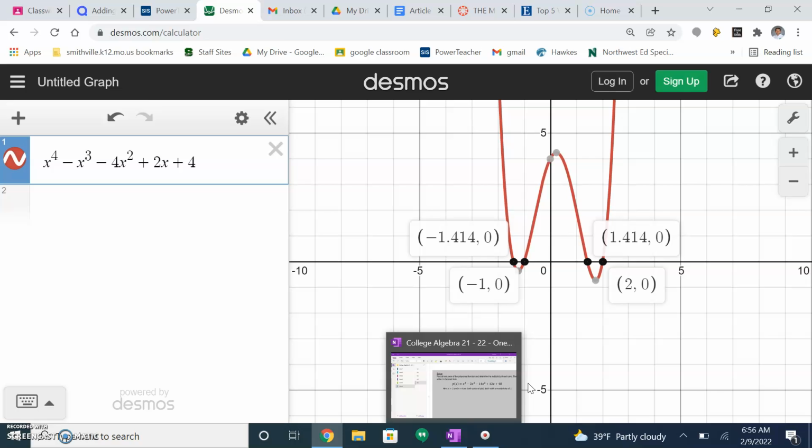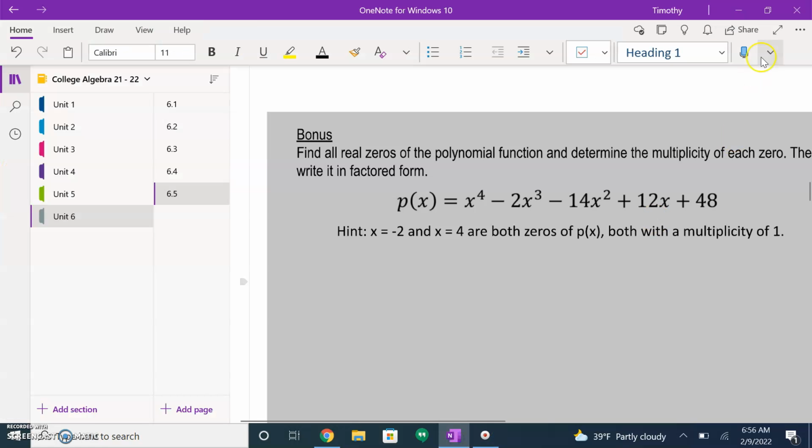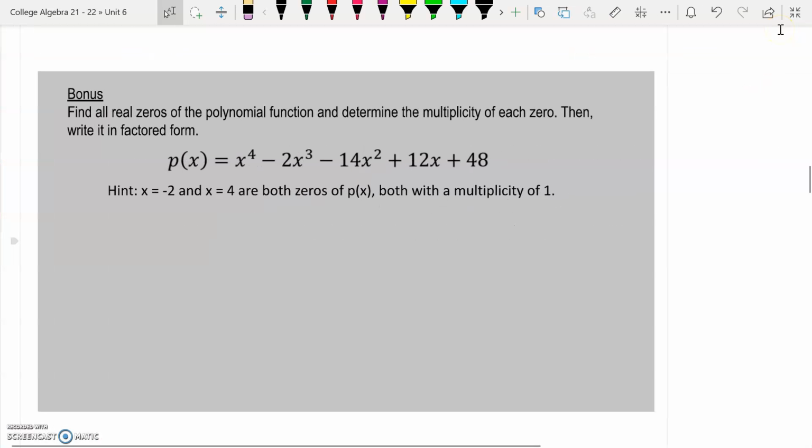When you see this on the Hawks, you're going to graph it on Desmos, and you're going to find the real zeros. So this one will be negative 1 and 2. And so this one I kind of gave you the hint. I would graph this on Desmos, and I would take the zeros that are whole numbers, and I would do synthetic division. So negative 2.